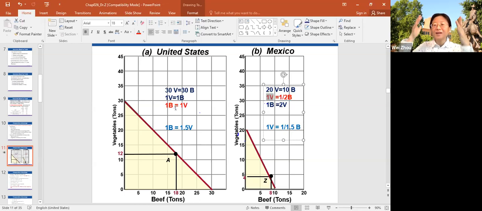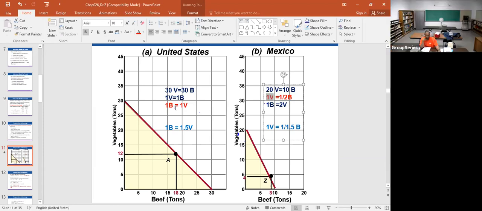Because if I'm making one beef, I give up one vegetable. I cannot sell you one beef for half a vegetable. It's even cheaper than I produce, right? So they have to sell it a little bit higher than one vegetable, right? Yes, right.